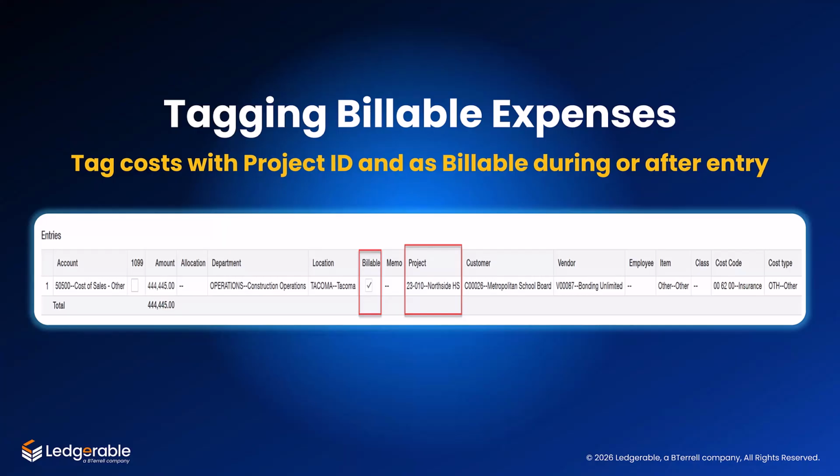Now, here's another best practice. We recommend configuring projects to default that billable checkbox so that users are less likely to miss a billable expense. You'll want to review all the project-related cost transactions either before or during the invoicing process. Transactions can then be modified to correct errors or remove them from the billing during that pre-invoice review.